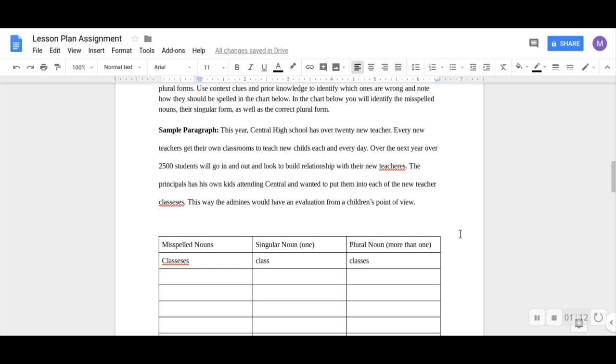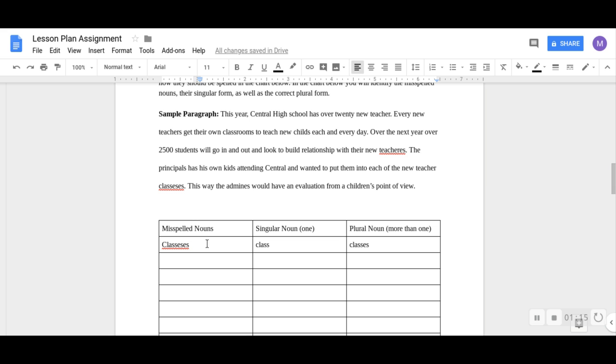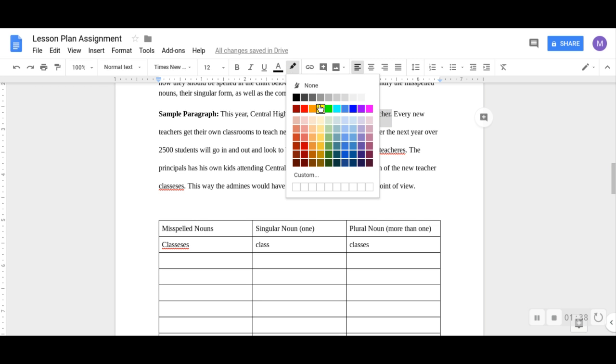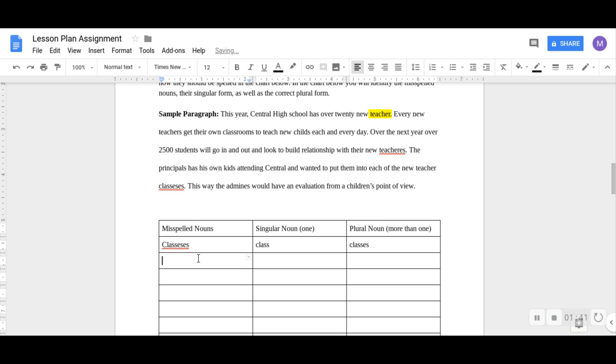So, as you can see in the chart below, I went ahead and did a sample one for us. Classes was spelled wrong. The singular noun is class, and the plural should be classes with just an ES, not the extra ES. So, we're going to go through and find the first one. This year, Central High School has over 20 new teachers. That should be teachers. So, it's not misspelled, it is just teacher. Our singular noun would be teacher, and our plural noun would be teachers.